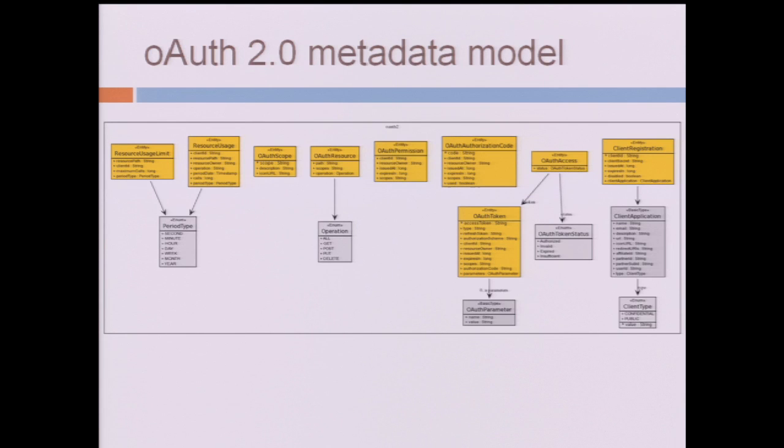To support all the different things, we have a UML diagram to show some of the attributes required to make this happen. The most critical ones are the client registration and the OAuth token. It gives you some basic idea, when you try to model your OAuth backend, of the metadata. Here are the things you probably have to look at.